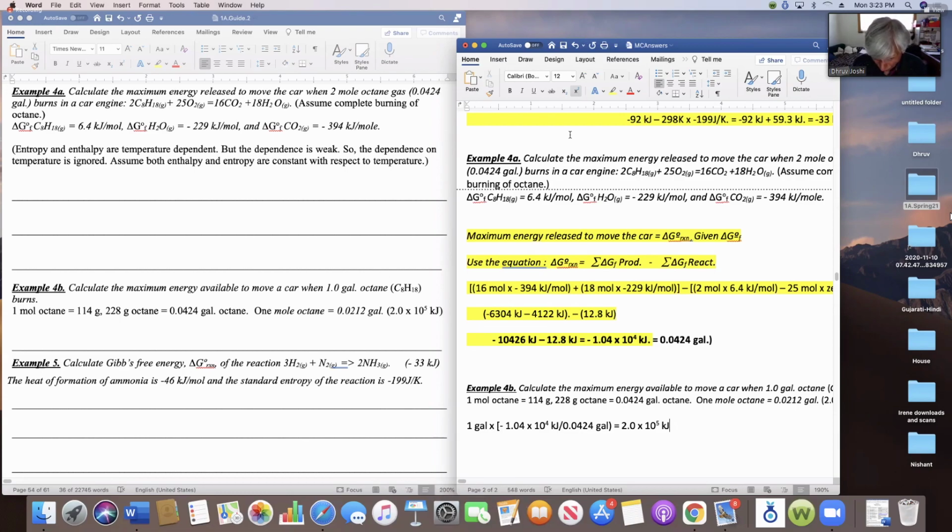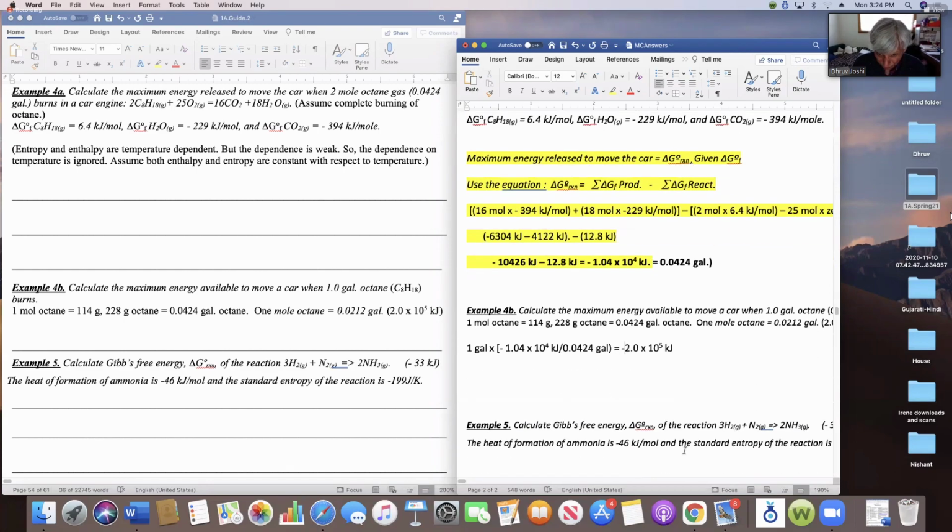Yes, thank you. Negative. And delta G is negative. That means it's spontaneous. Once you start burning, we know it's spontaneous. That's one way to look at it. Okay, so that was a simple dimensional analysis problem.